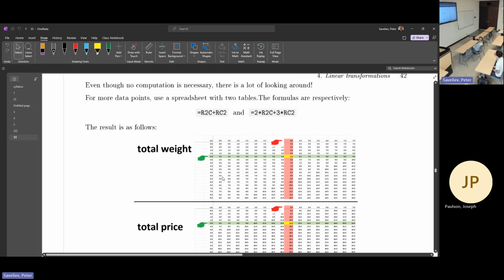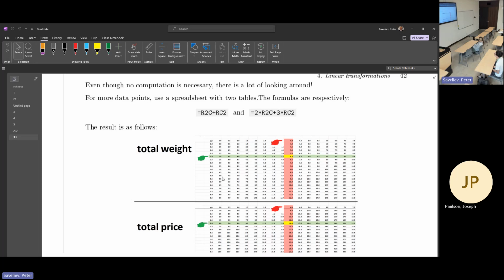Remember what R2C stands for. It stands for second row, same column. So if I'm looking at the yellow spot and I need to compute what value to put there, I go R2C, meaning second row, same column. So I'm going up. Let me try to use a pen actually.